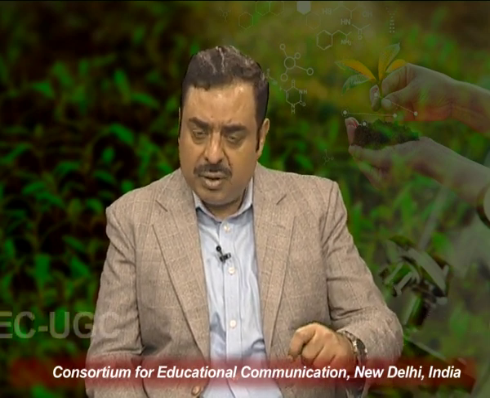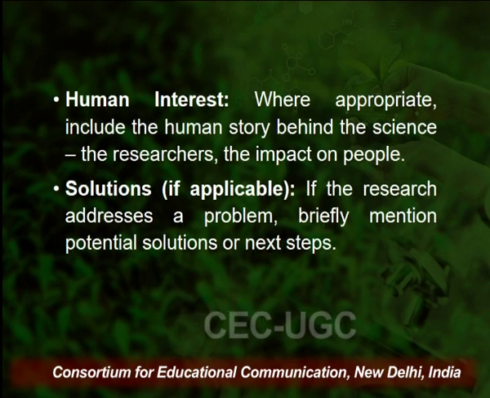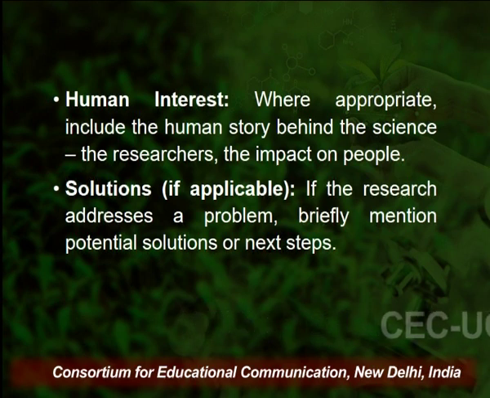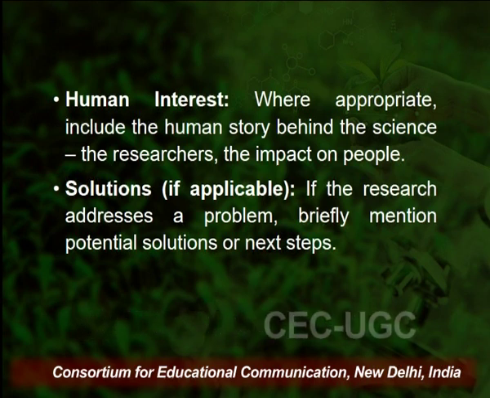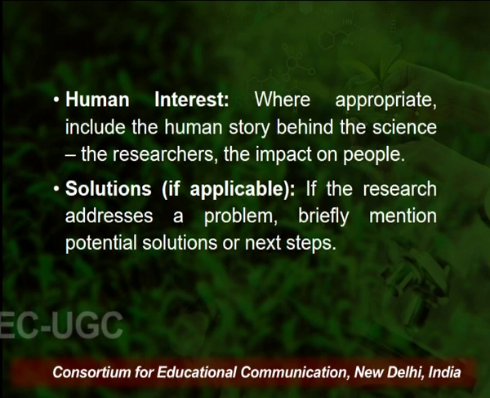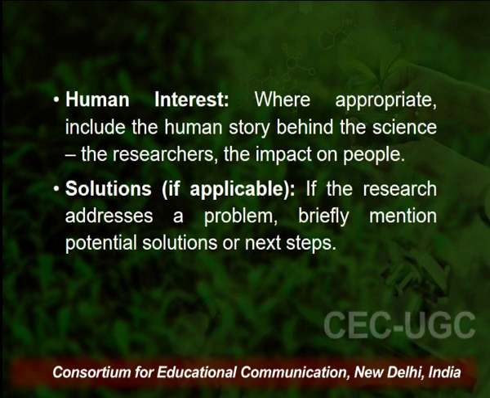What are the findings? What research do you have that opposes that GM crop scientist? Then decide your balanced story, right? Not before that. Human interest, where appropriate: include the human story behind the science, the researchers, the impact on people, what kind of impact is going to be placed on that research or findings. You have to check.